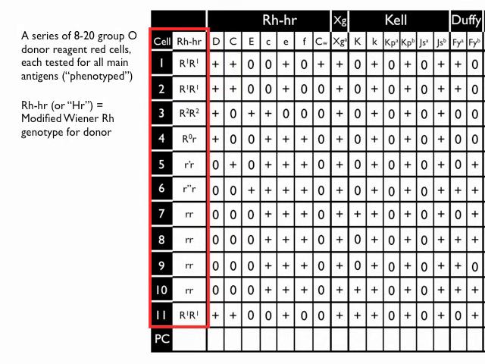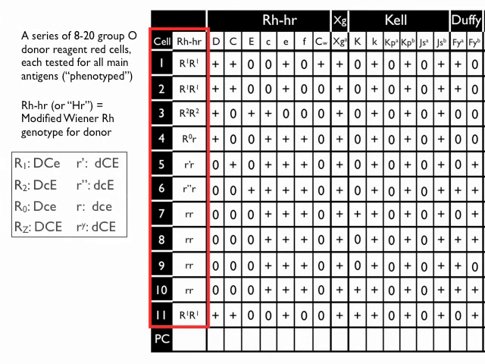Again, we mentioned already that you have the modified Wiener RH genotype for the donor. There's a review of what those shorthand terms stand for. We're not going to take any time to go through those again, other than to say, remember that the 4 most common of these haplotypes that we see are big R1, big R2, big R0, and little r. Important to remember that. Obviously, these panels include cells of different types than that, but those are the most common ones that we see on a panel.